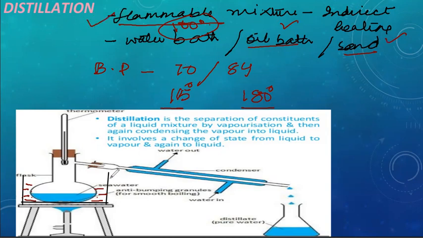तो फ्लेमेबल सब्सटेंसेस आर नेवर डायरेक्टली हीटेड, they are indirectly heated either through the water bath, oil bath, or through the sand bath. So these were 6 to 7 precautions which we normally take while performing the distillation in the lab.